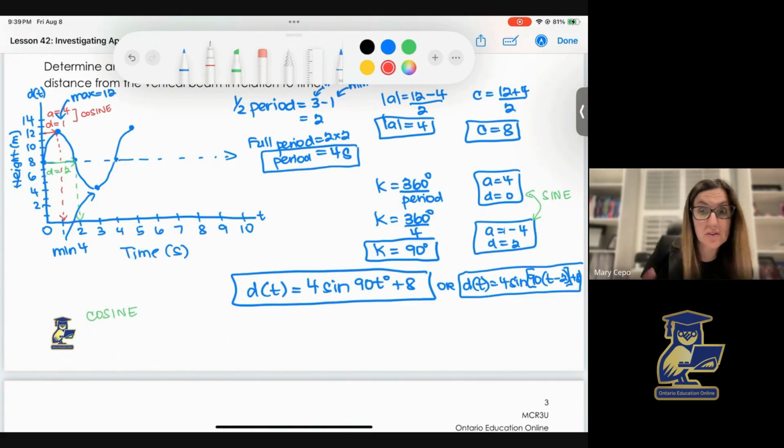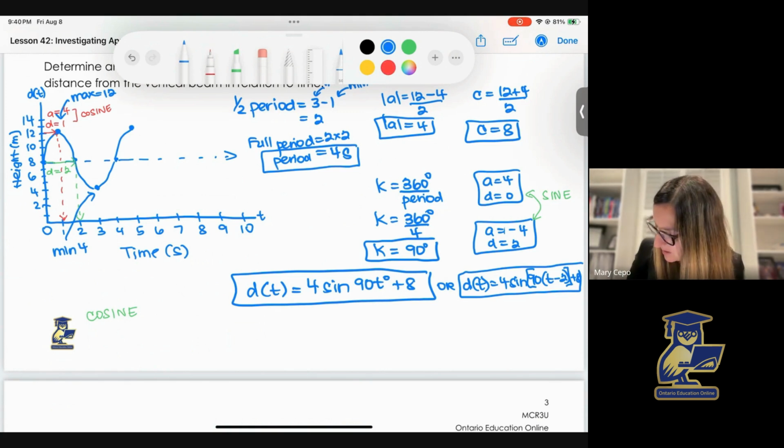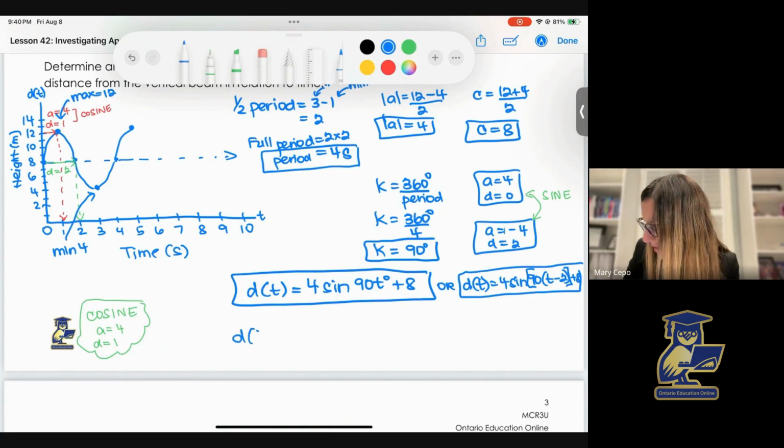Now, if you were to put all these equations into decimal, you'd get the exact same graph. So keep that in mind. I'm just giving you lots of options. We're going to say for cosine, if we wanted to say A is equal to positive 4, then D is equal to 1. So we can say D at T is equal to 4 cos 90 times T minus 1, and then plus 8.